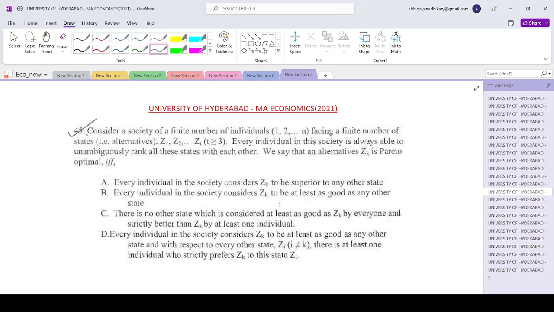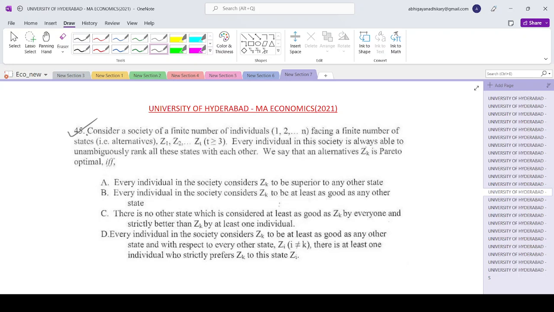Option B, every individual in the society considers zk to be at least as good as any other state. Option C, there is no state which is considered at least as good as zk by everyone and strictly better than zk by at least one individual. And option D, every individual in the society considers zk to be at least as good as any other state, and with respect to every other state zi, i not equal to k, there is at least one individual who strictly prefers zk to zi.